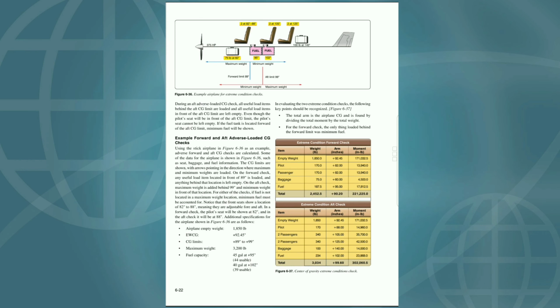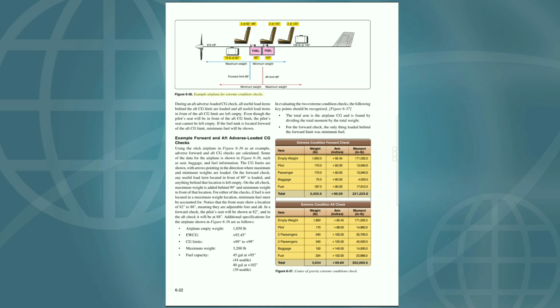6-21. 2 at 82-88. 2 at 105. 2 at 125. 375 HP 100 pounds at 140. 75 pounds at 60. Maximum weight. Fuel. 95. 102. Minimum weight. Forward limit 89. Aft limit 99. Minimum weight maximum weight. Figure 6-36.